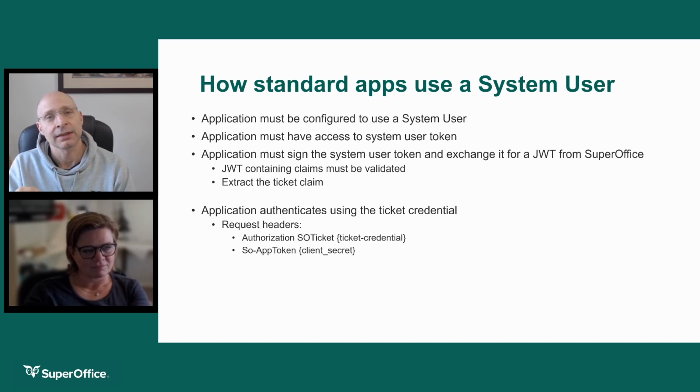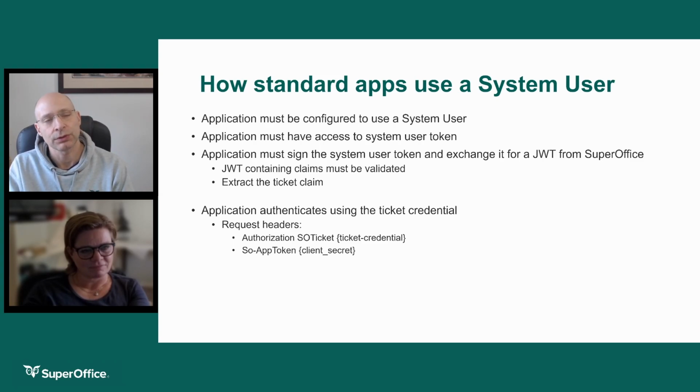When you use it as a ticket credential using REST-based web services, for example, you'll want to decorate the request headers with an authorize property that, instead of using a bearer token, uses an SO ticket token, and then the ticket credential that you get back from SuperOffice in the JWT claim will be what you put in the ticket credential placeholder we have here.